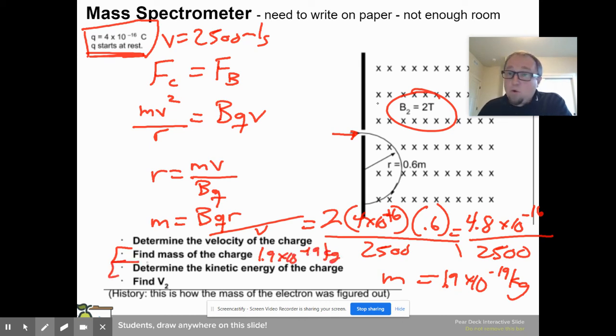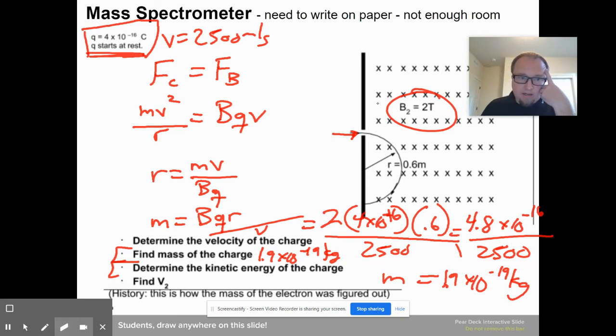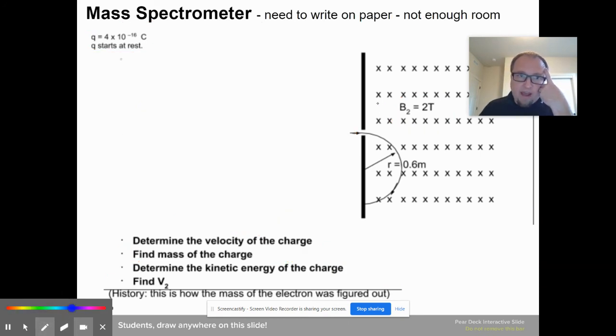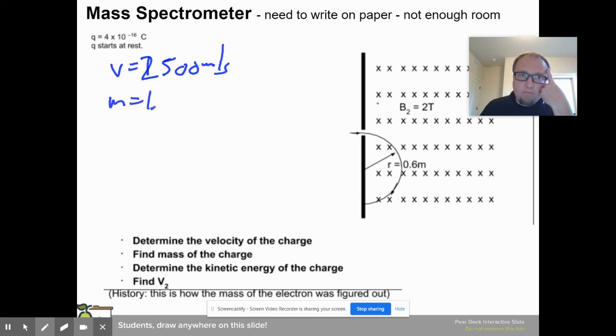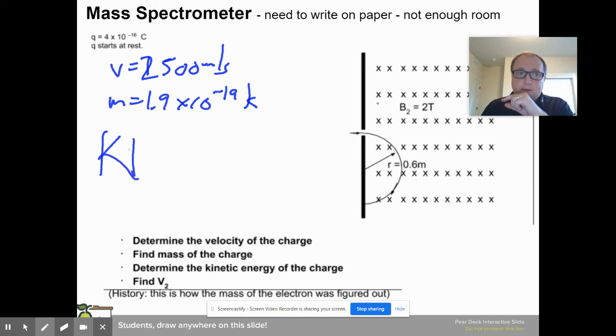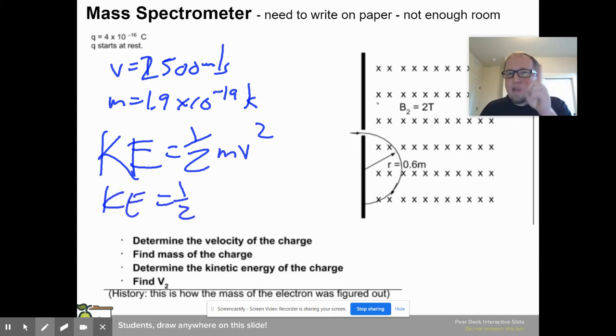Determine the kinetic energy. Ooh, we could do that. So I'm going to clear this out just so we have some space. So we've got our velocity is 2,500 meters per second. We have a mass of 1.9 times 10 to the negative 19 kilograms. So kinetic energy is equal to 1/2 mv squared. I think we've done that. If we haven't, send me an email and we'll have a quick refresher on that.